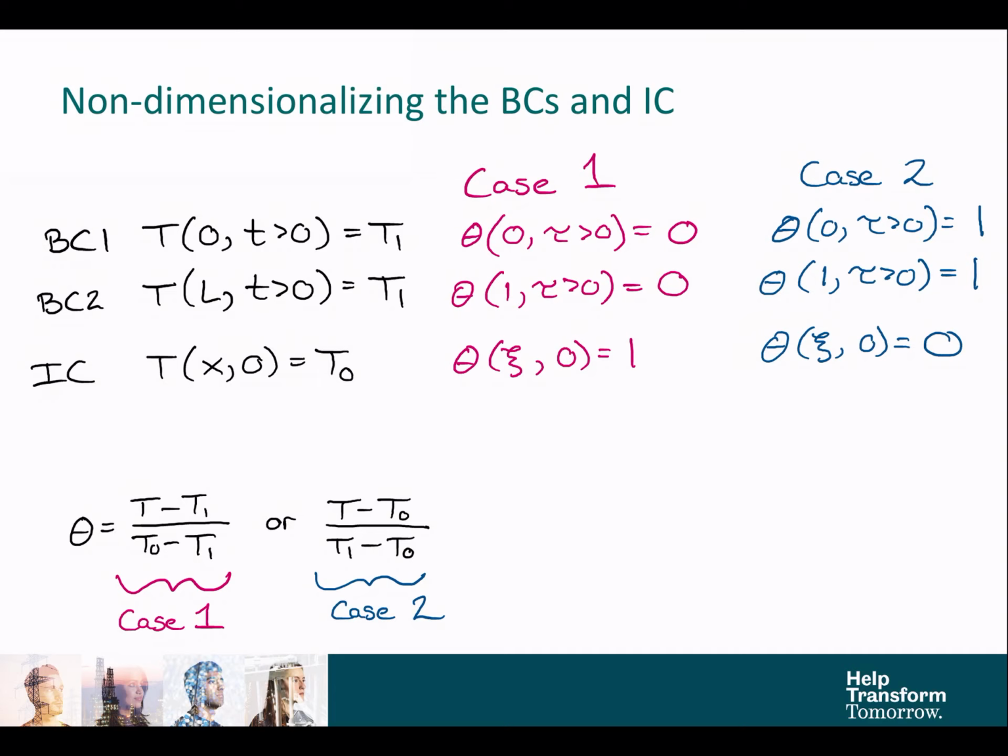Well, when theta equals 0, that's a homogeneous boundary condition. And you'll remember from last week that when you have a homogeneous boundary condition, it can really simplify the problem. So case 1 has two homogeneous boundary conditions, and so we're going to choose that form of theta to use just to help simplify our maths.